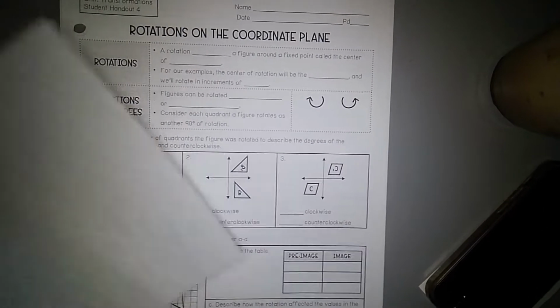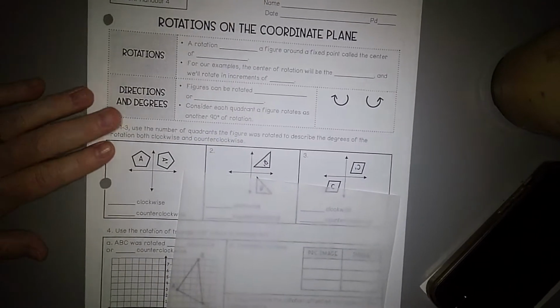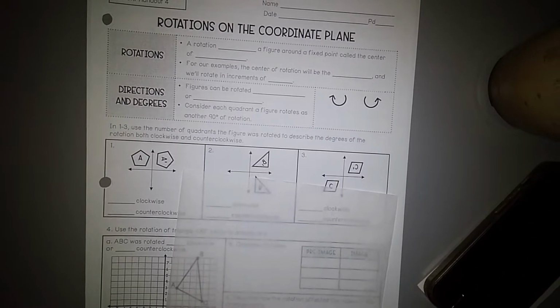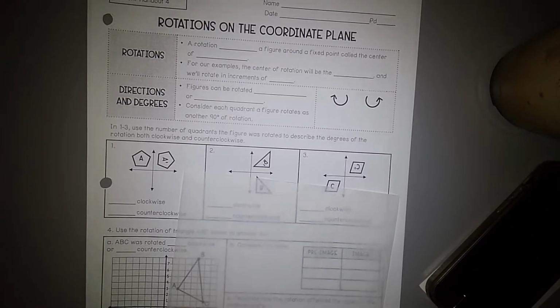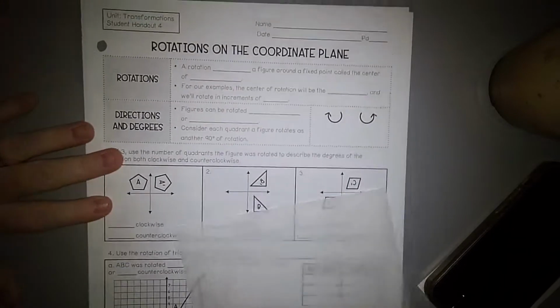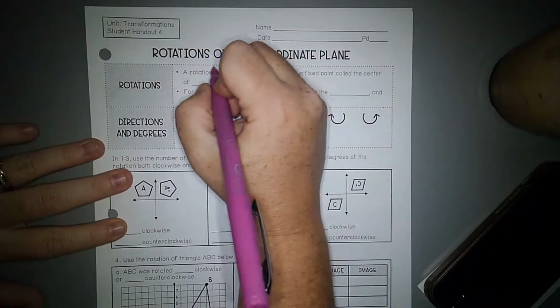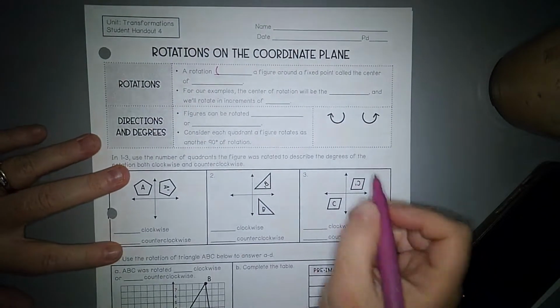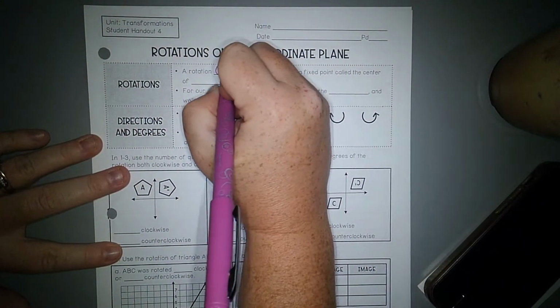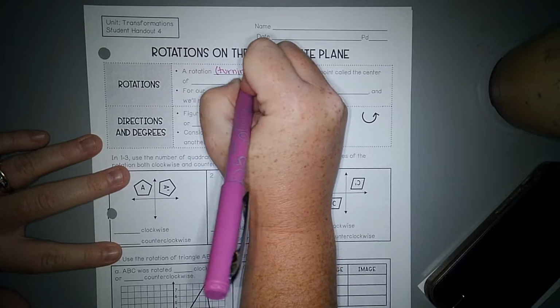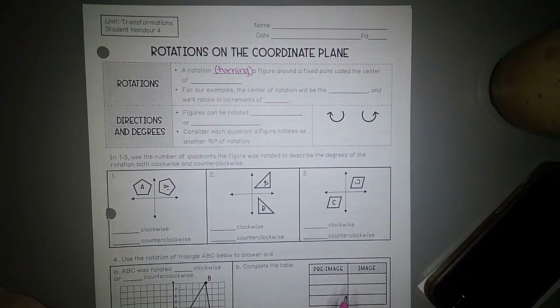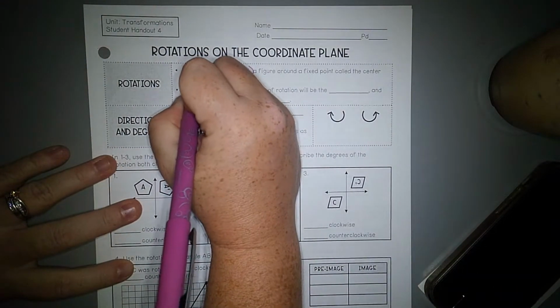So you will have this too. It's patty paper. It's like tracing paper. It's wax paper. It's kind of see-through, so you can use it on different things. So a rotation is turning a figure around a fixed point called the center of rotation.